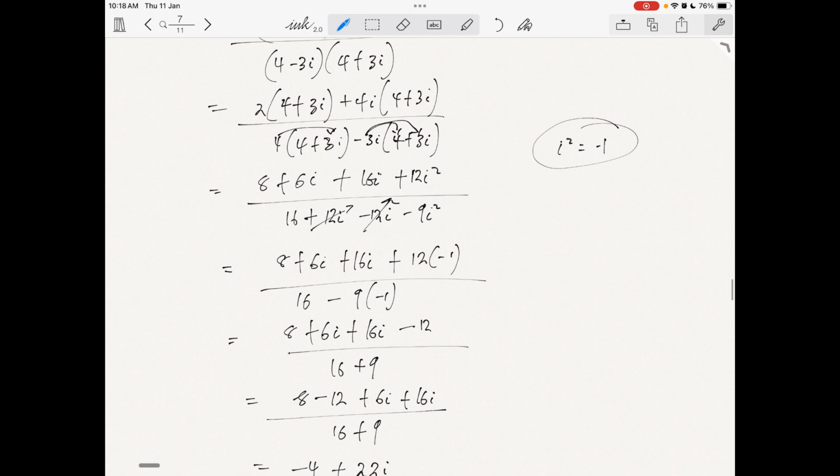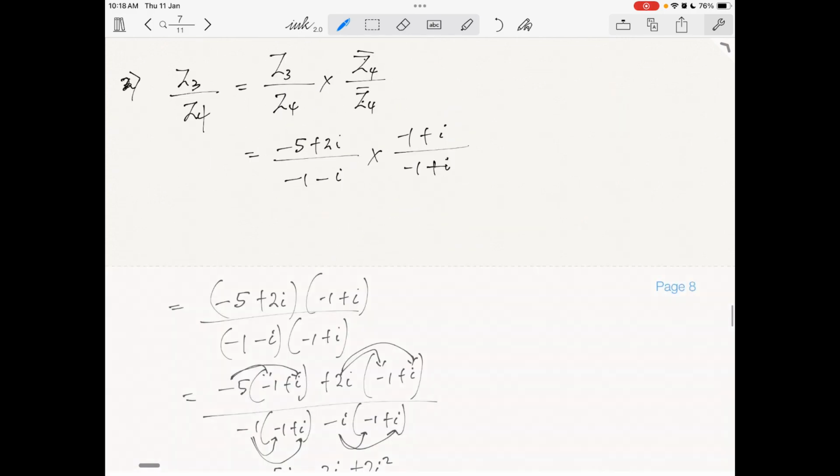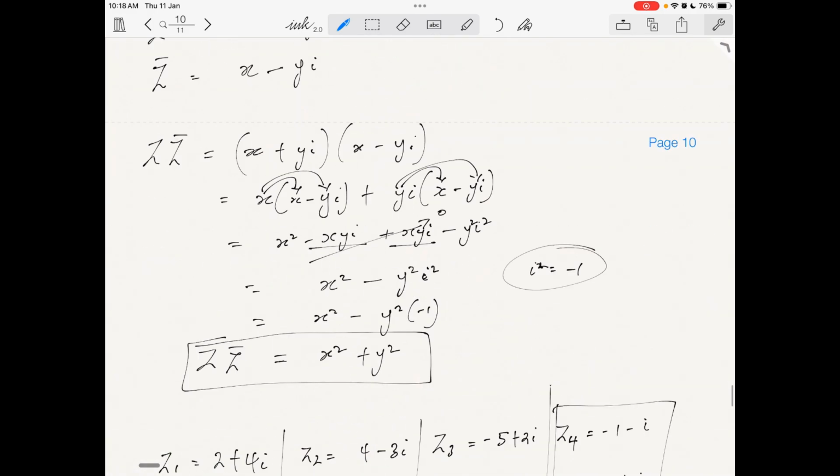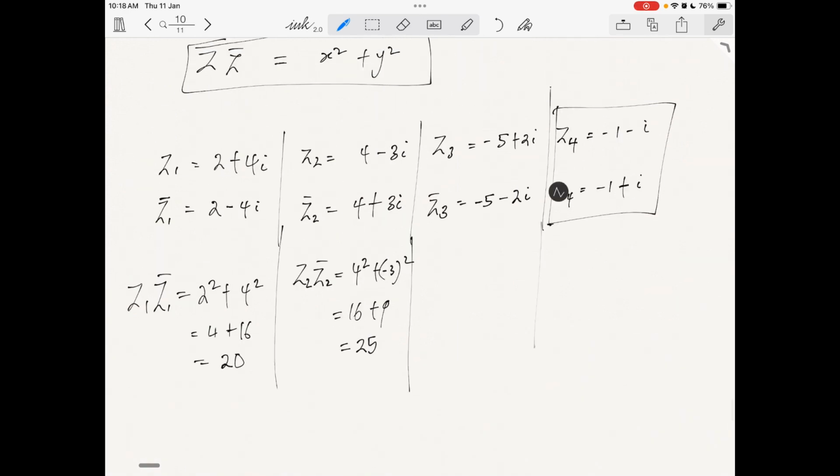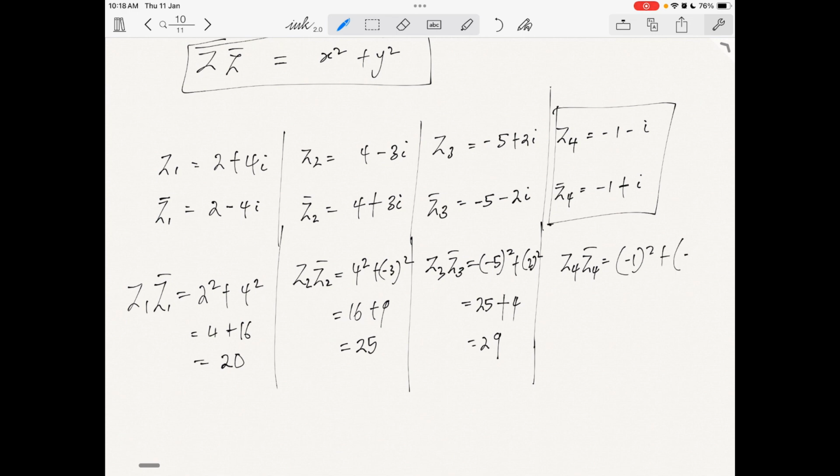So instead of going through the whole process of multiplying out as we have here, and then substituting our i squared, we can easily just perform our x squared plus y squared for the conjugates. So if we do that for the rest, we will see that our answers are similar. Z3 bar, so it will be minus 5 squared plus 2 squared. So this will give us 25 plus 4, that will give us 29. And z4 bar gives us minus 1 squared plus minus 1 squared. That will give us 1 plus 1, that will be 2.